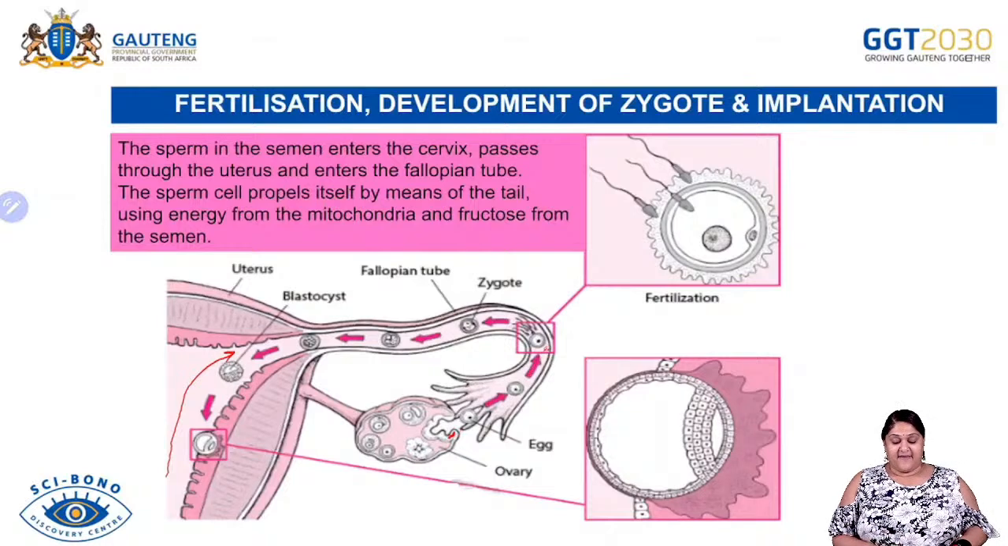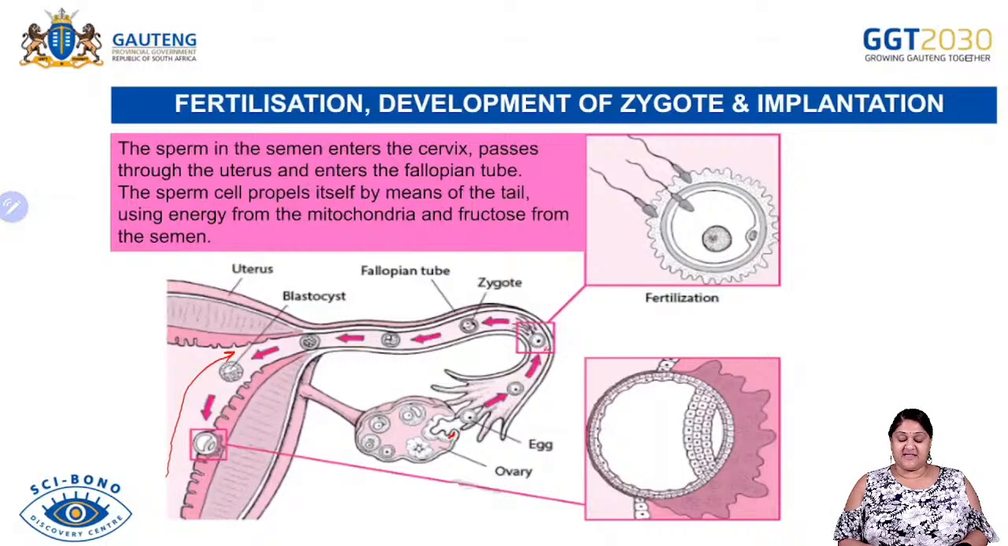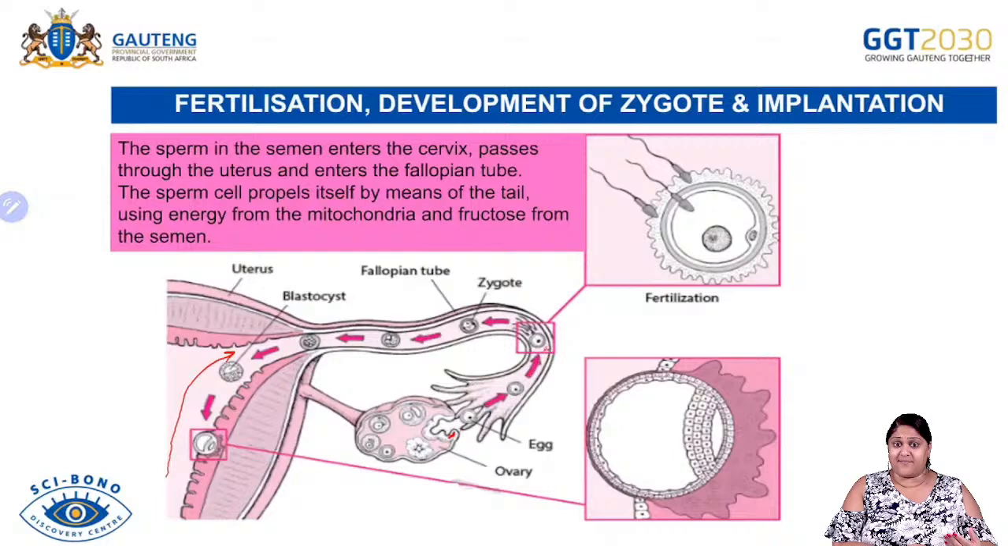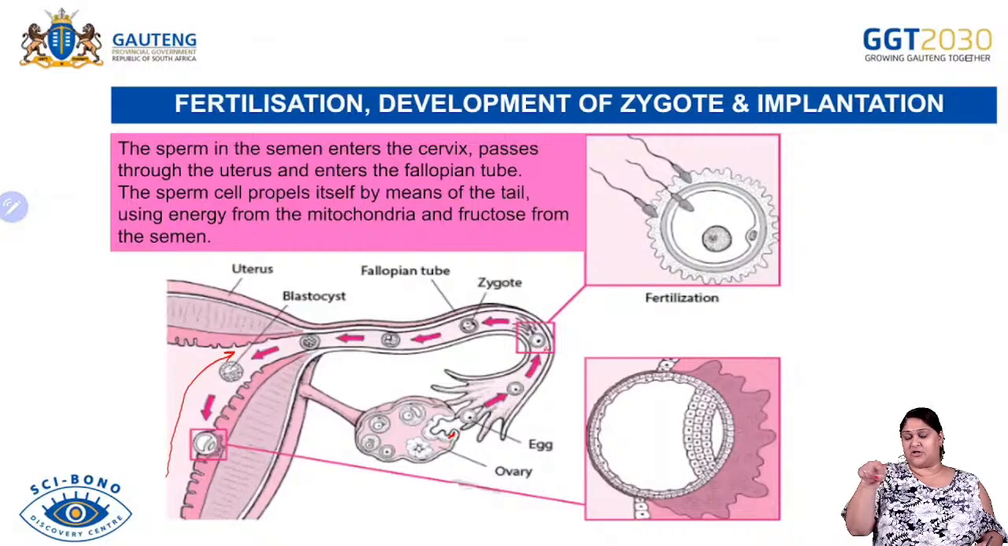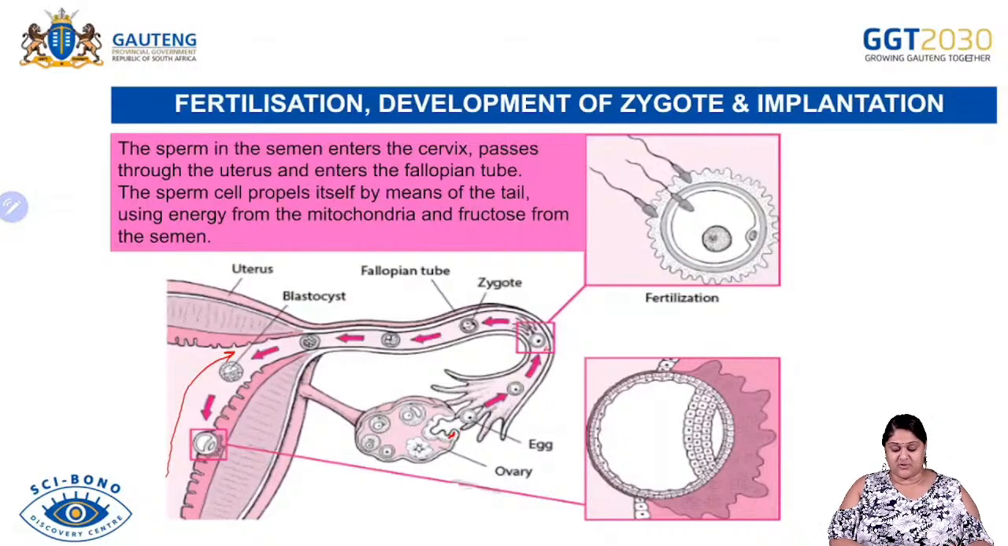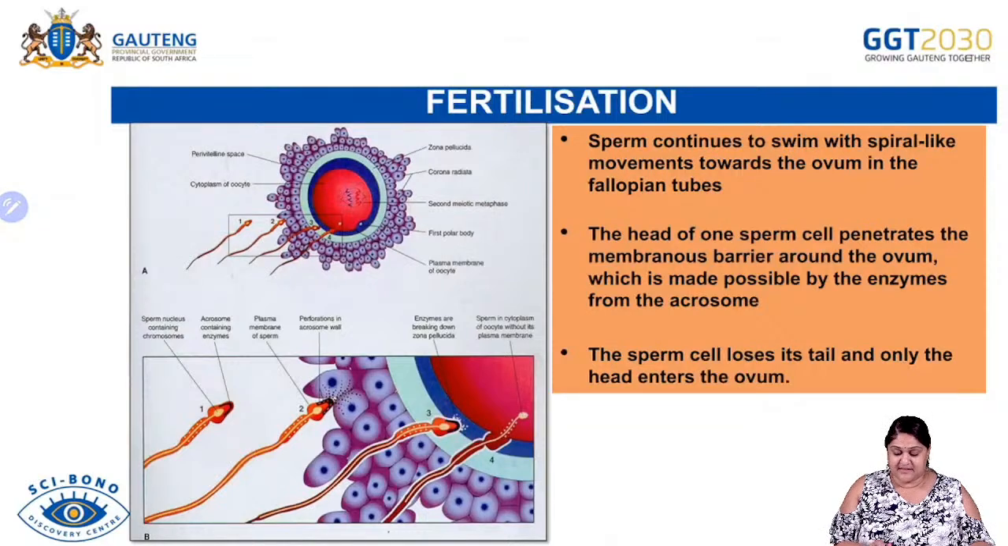Okay, and then the sperm cell propels itself by means of a tail using energy from the mitochondria and fructose from the semen. Now remember, we spoke about the accessory glands of the male reproductive system. The accessory glands are going to secrete a fluid, and that fluid is going to form part of the semen, and something that's going to be contained in there is fructose. Fructose is the nourishment that's needed for the sperm, right? And then the mitochondria, remember it's in the neck region. The mitochondria provides the energy for the sperm cell to propel itself, basically to swim, to move, okay? Remember it's for motility. So it's going to move because the tail is going to propel, and this helps the sperm cell to move up towards the ovum. Then what happens? Now it's showing us something is happening here.